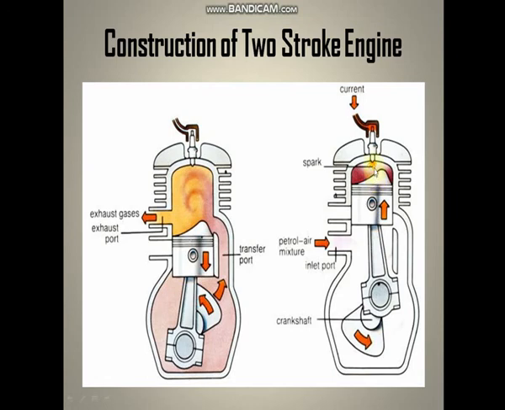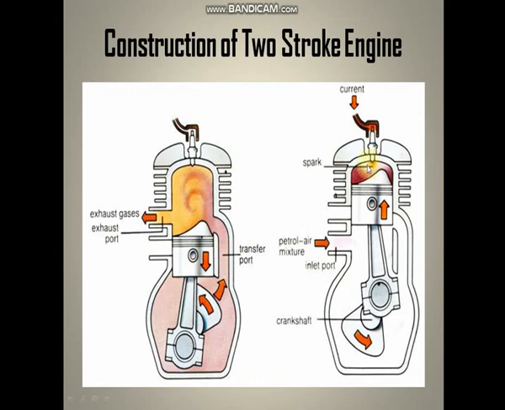And when the spark plug fires, during the upward movement of the piston from BDC to TDC, one process will happen, that is compression. Now the spark plug will fire.